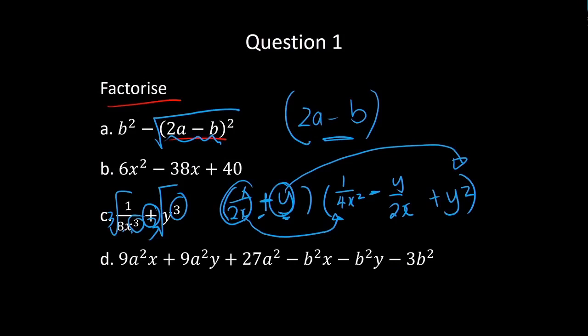This can seem very scary because how do you know what to group? There's so many things you could possibly group together. So for example, you might have tried to put 9ax squared with minus b squared x because you can see that there's a common factor of x.